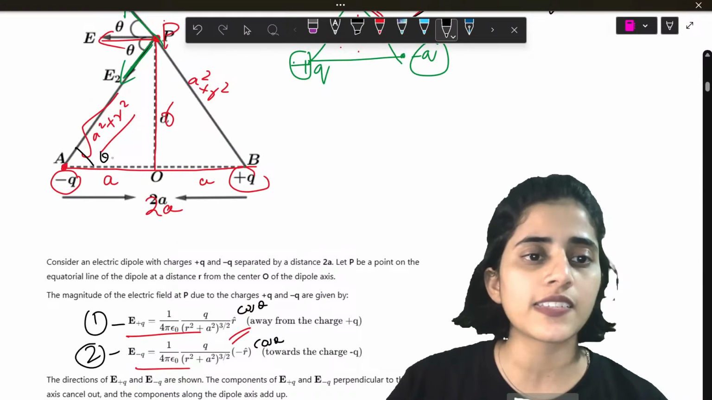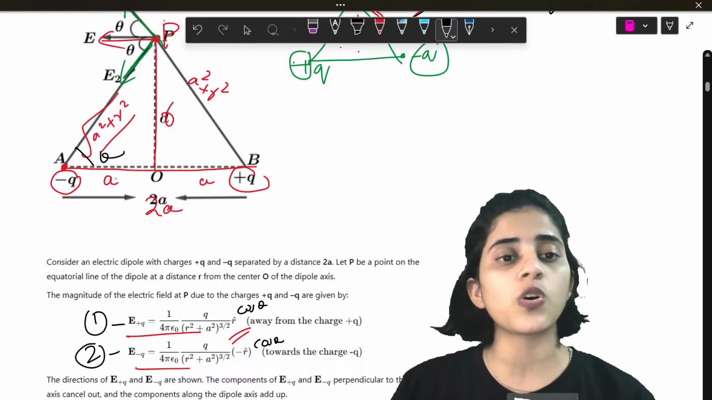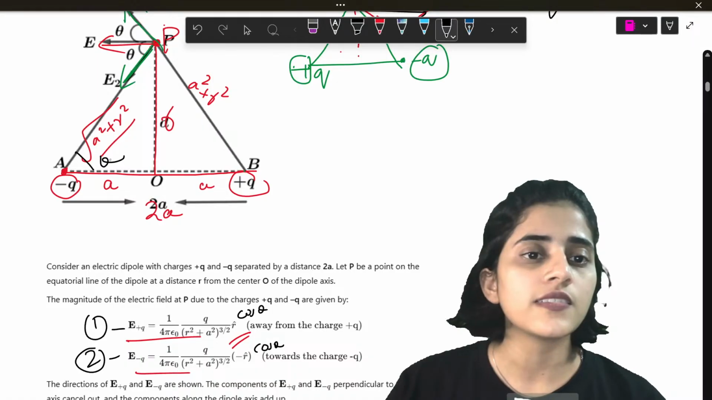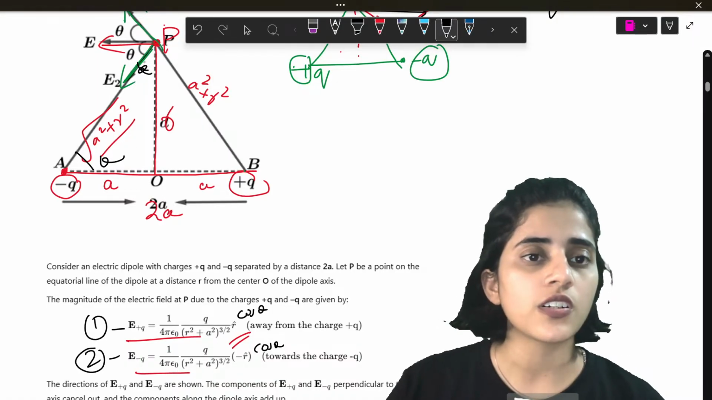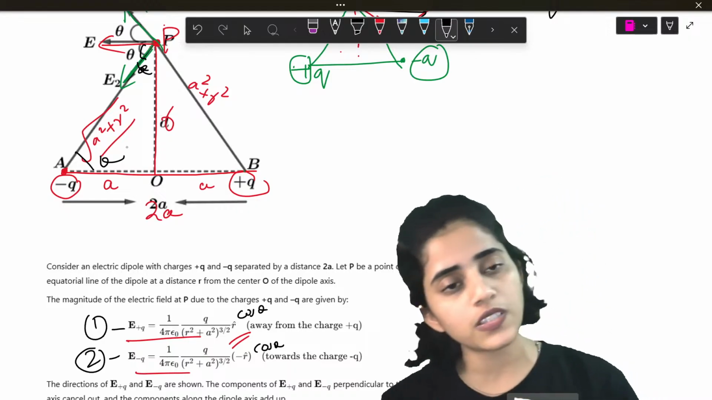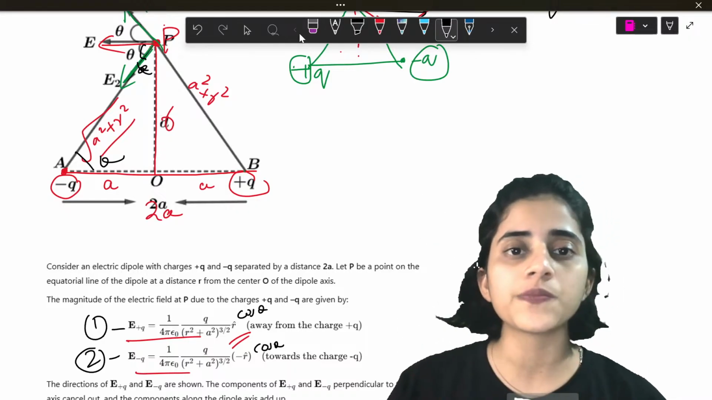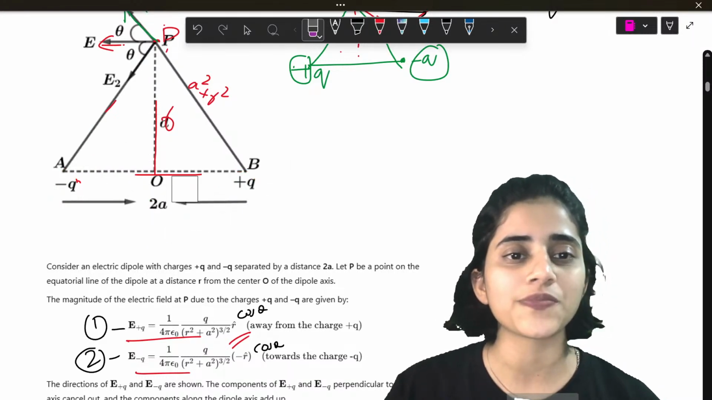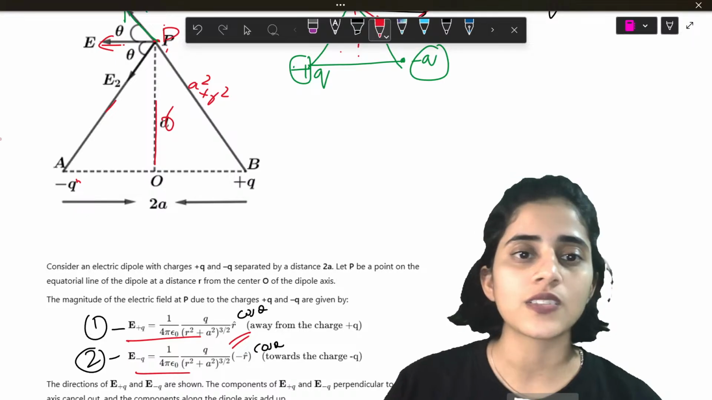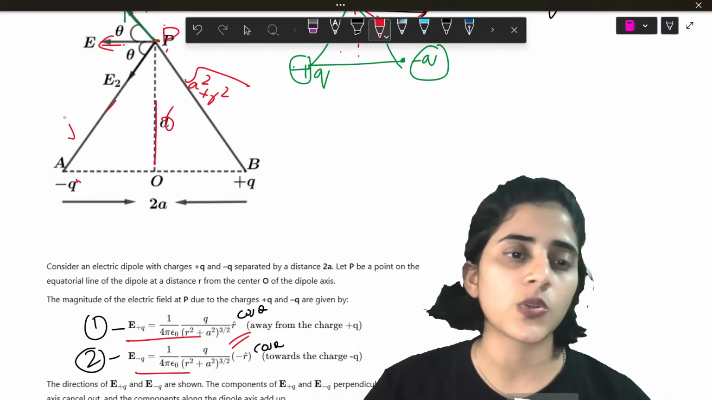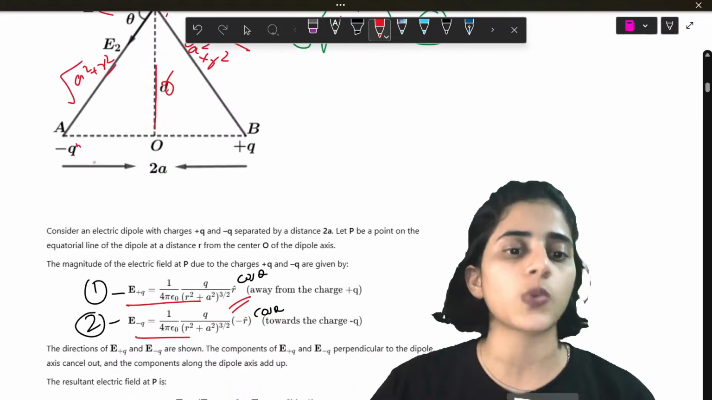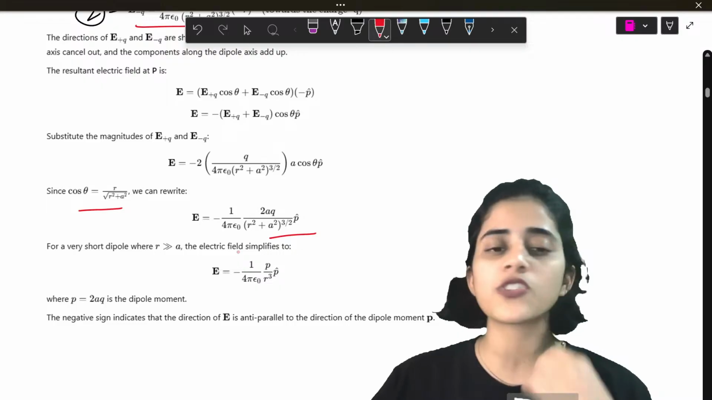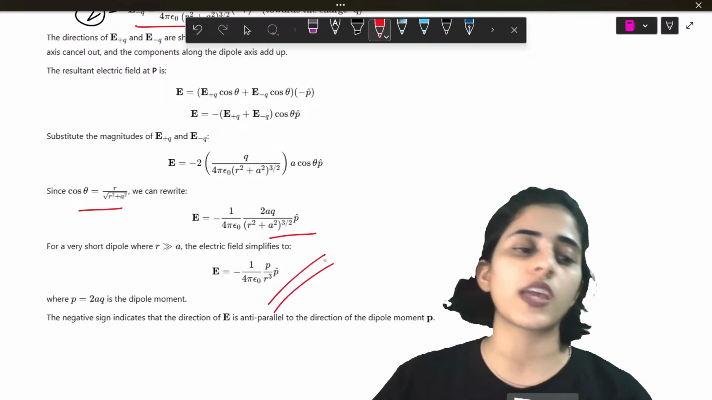So if you take this angle as theta, cos theta is what? Adjacent by hypotenuse. So if this is theta, this will also be theta. So it will be R by, I should be better with figures, I know that, so you understand properly. This is the square root of A square plus R square. So R by the square root of A square plus R square, you take it as cos theta, you substitute that, and then you substitute P. P is what? 2AQ. You get the answer.